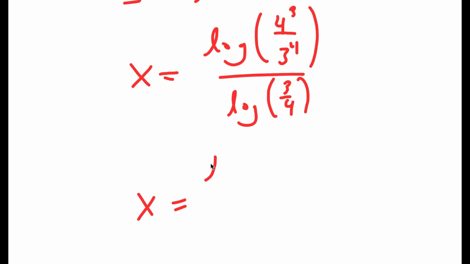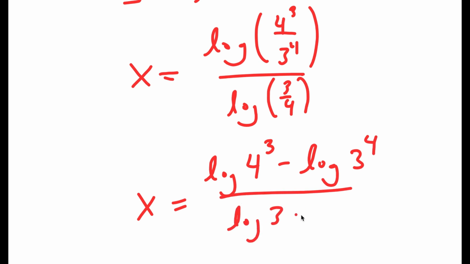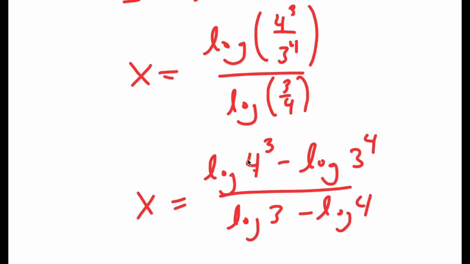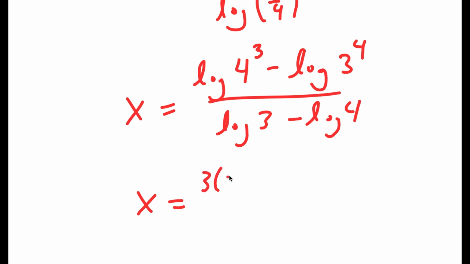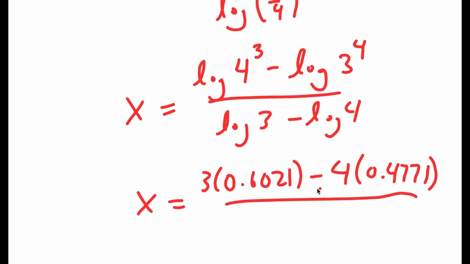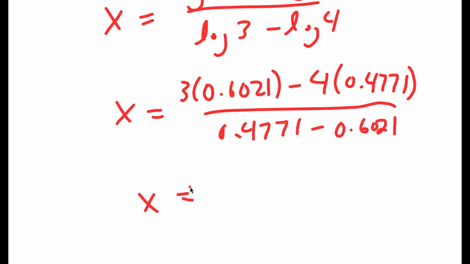Now this is the same thing as log 4 to the power of 3 minus log 3 to the power of 4, over log 3 minus log 4. And this is equal to 3 times 0.6021 minus 4 times 0.4771, all over 0.4771 minus 0.6021. And this is equal to 0.8168.